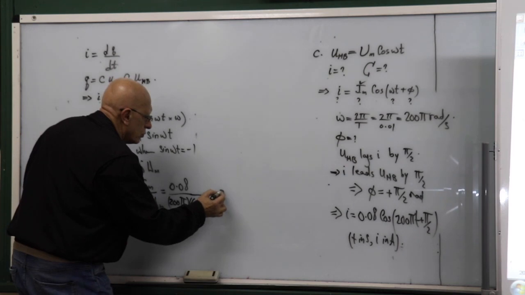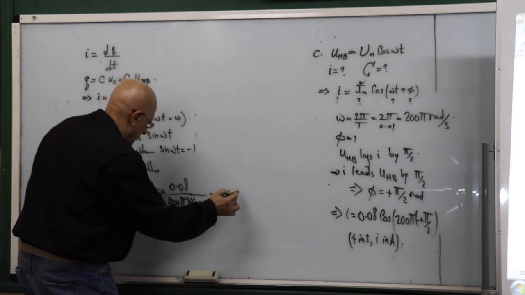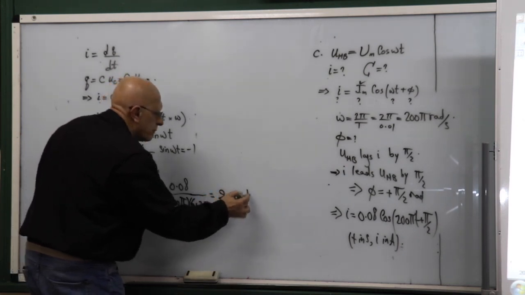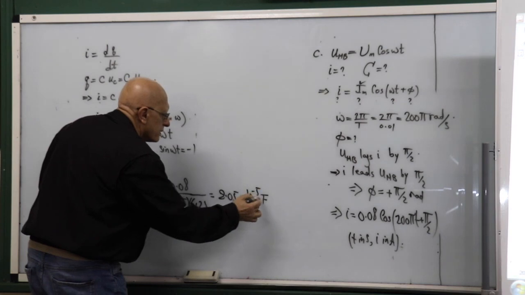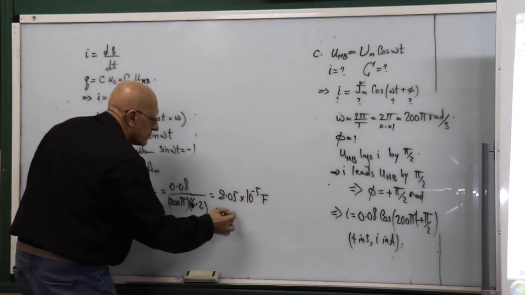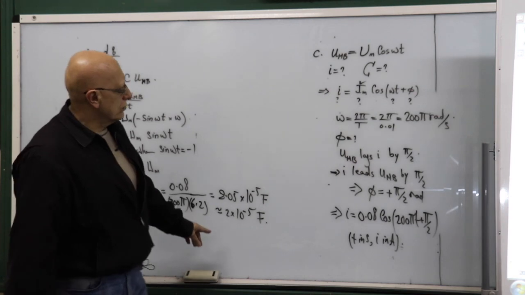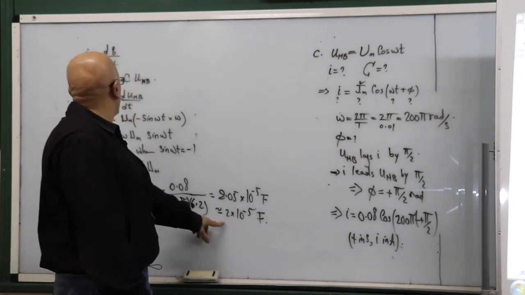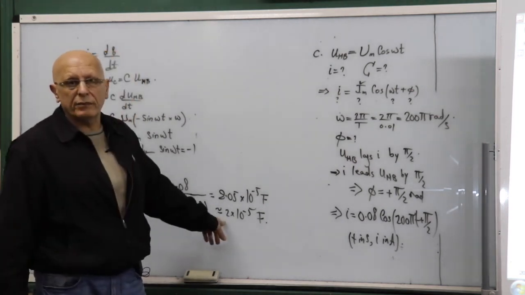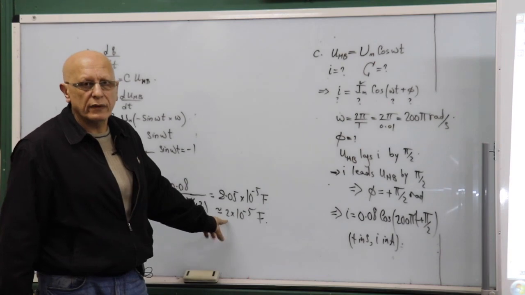You get here 2.05 times 10 power minus 5 farad, which is about 2 times 10 power minus 5 farad, which is the one we obtained from experiment A. Okay?